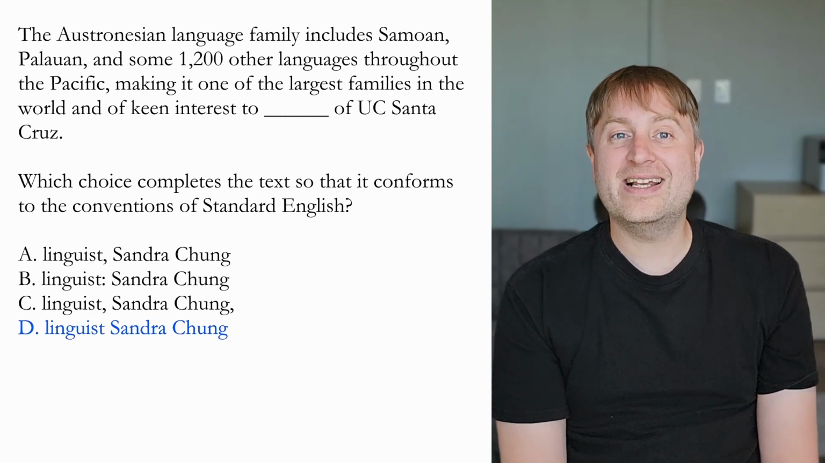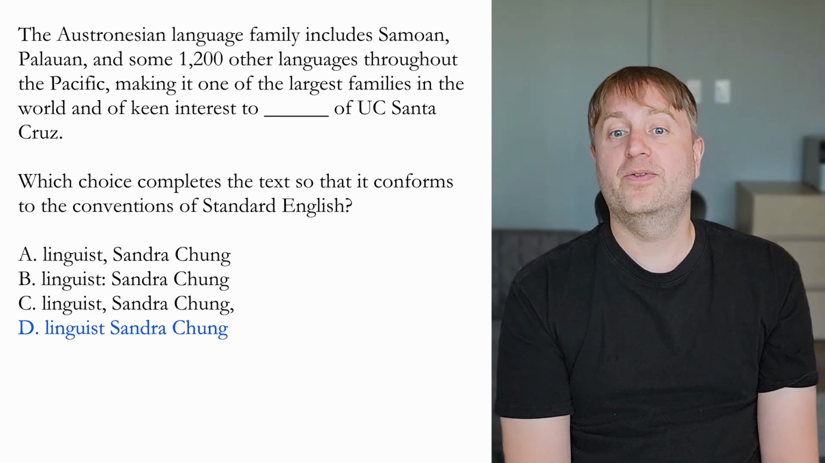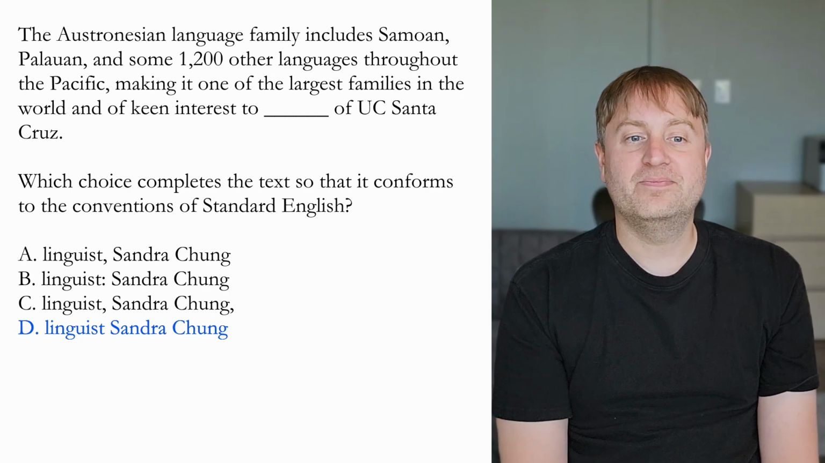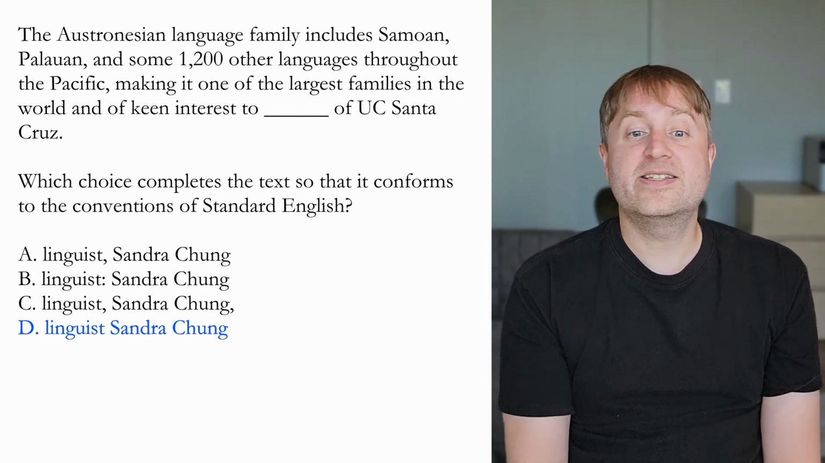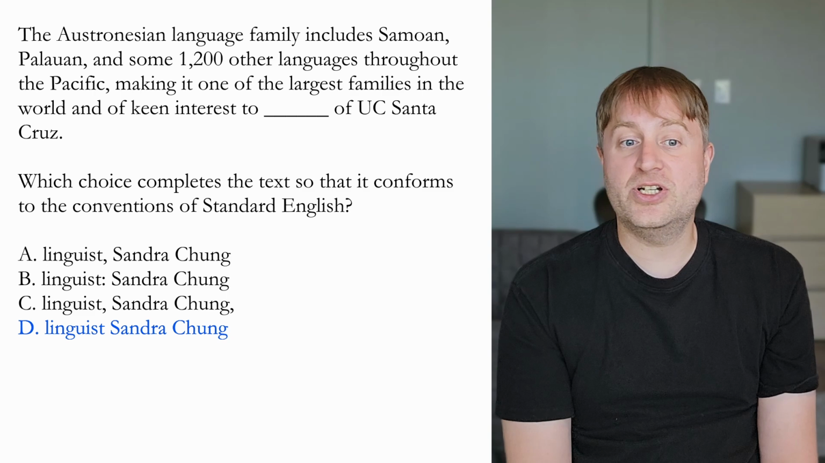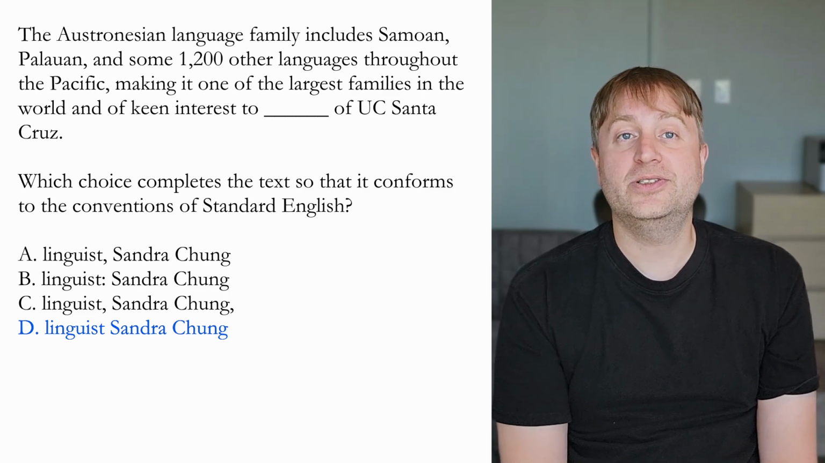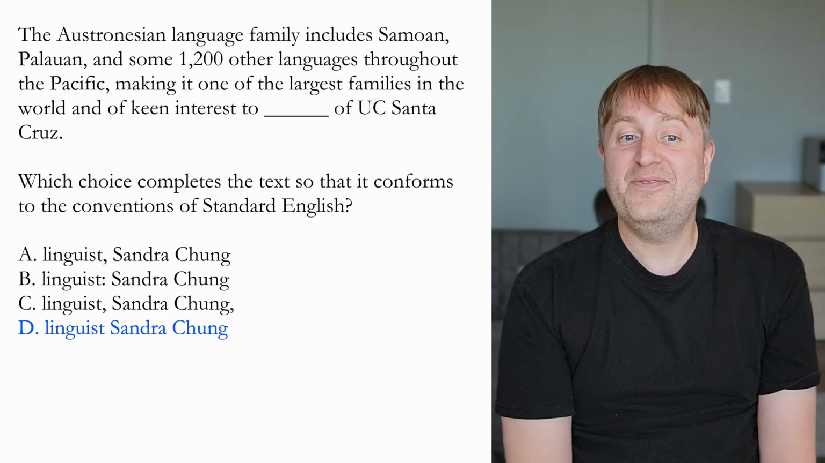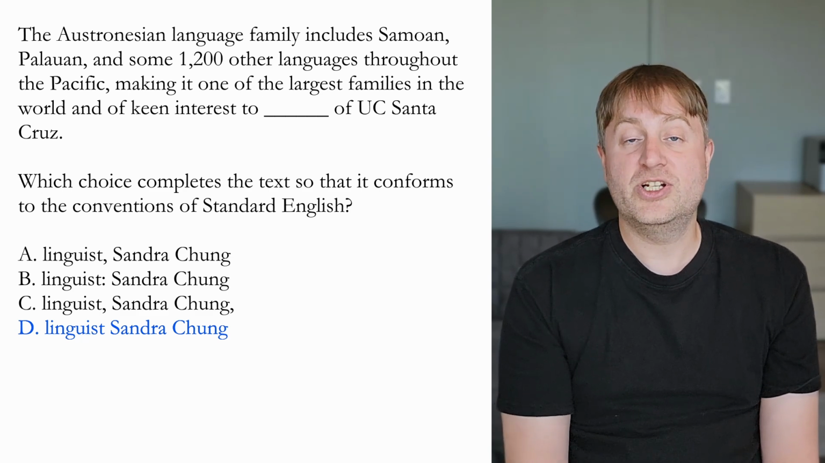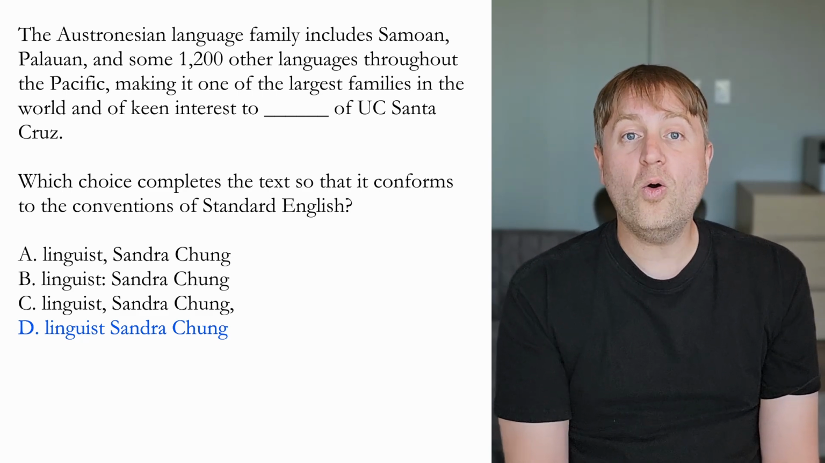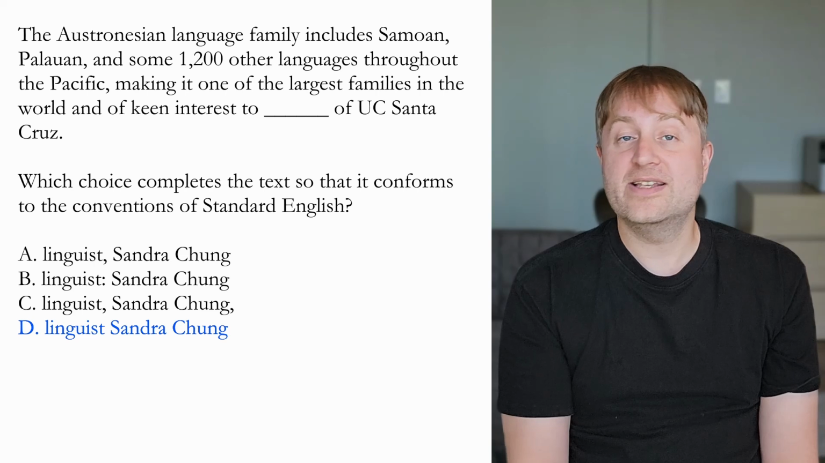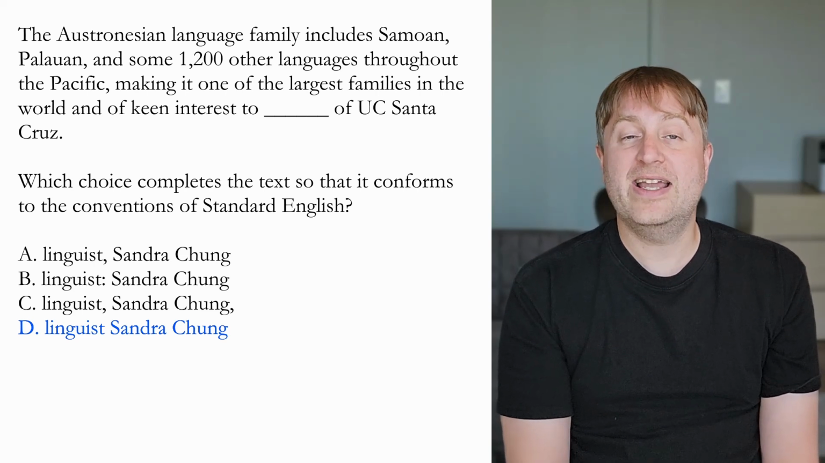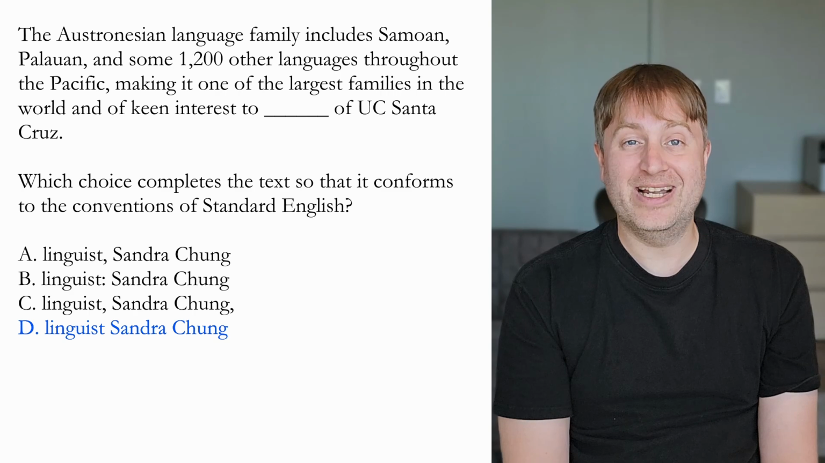Now there is one exception which you should take note of, which is if it says a or an before the position. Like if it said a linguist Sandra Chung, the name Sandra Chung would be considered non-essential, which means that it would need to be surrounded by commas. However, if it just says linguist Sandra Chung, as it does here, or if it says the linguist Sandra Chung, the name is considered essential, which means that you don't want to use any punctuation.